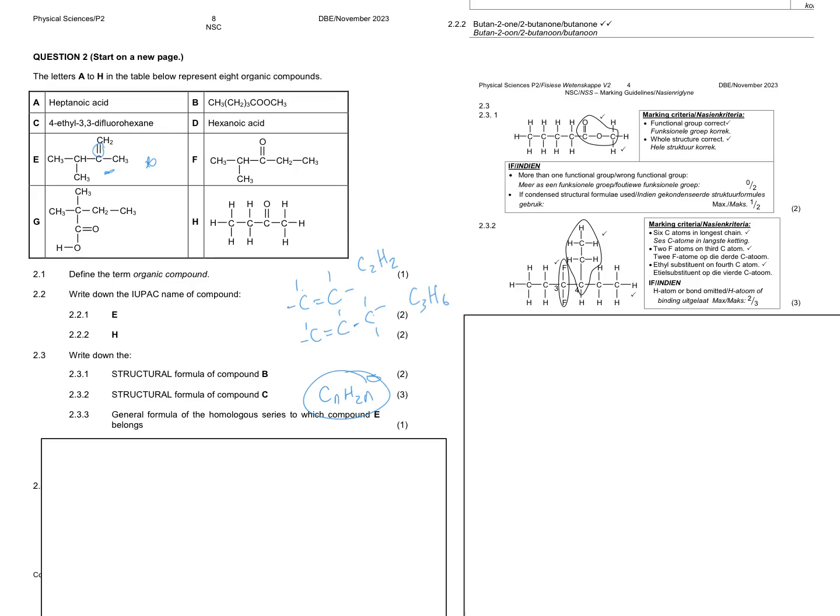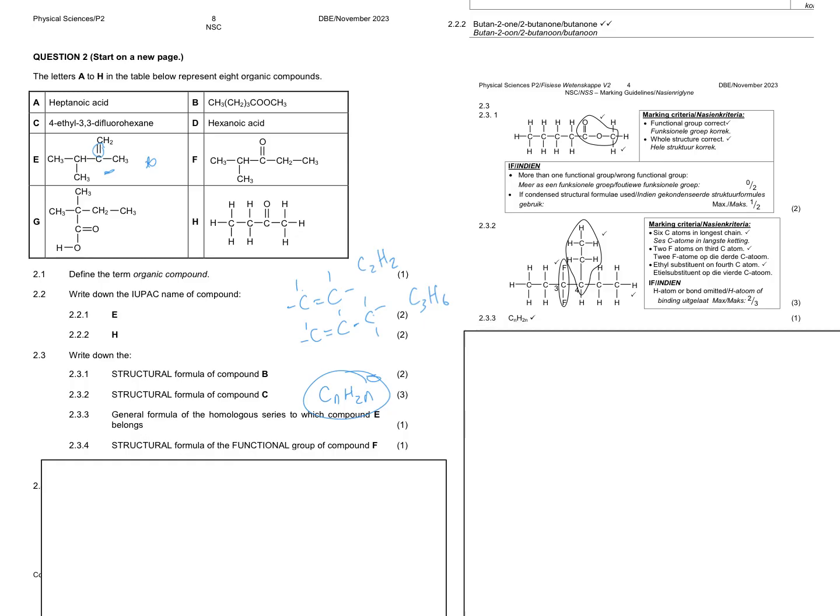Then they want the structural formula of the functional group of compound F. So now you maybe need to be careful again. Oh, sorry, I haven't shown you on the memo. Okay, so that's CnH2n. Now they want the functional group of a ketone. How do I know it's a ketone? It has a C double bond O. However, it's a bit more detailed than that.